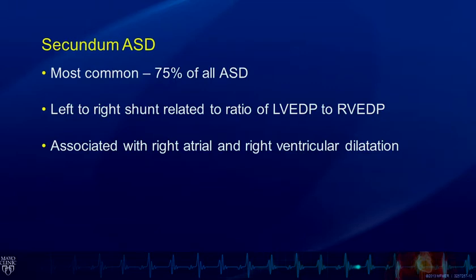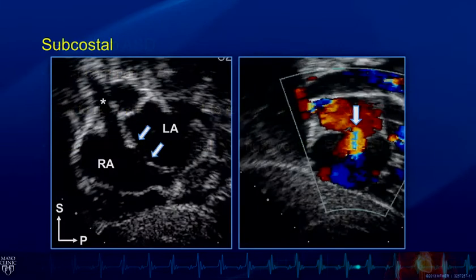This left to right shunt is associated with volume loading of the right heart chambers and subsequent right atrial and right ventricular dilatation. With long-standing right ventricular dilatation, we can begin to see right ventricular systolic dysfunction, and these are important sequelae to evaluate with echo. To begin our evaluation with echo, we need to understand where to look for these atrial septal defects. We can see the secundum defect from many different echocardiographic planes.